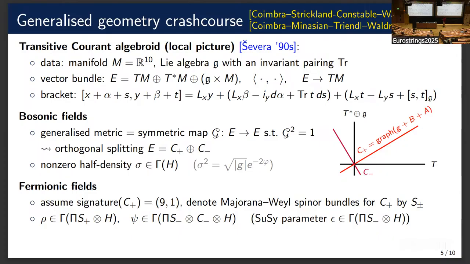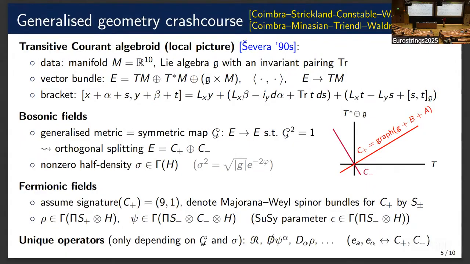That's just not possible. So this tells you that there are only a couple of things that you can write that respect the symmetry, and it turns out that those are precisely the terms that appear in supergravity. Okay, and just one last technical term. Without going into details, in generalized geometry there is a way to construct natural analogs of operators in Riemannian geometry. So you can construct scalar curvature, Dirac operators, et cetera. And here I'm just adopting the convention that Latin and Greek indices stand for frames in C plus and C minus, respectively.